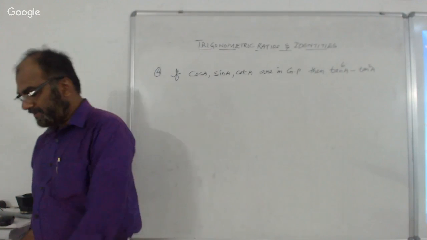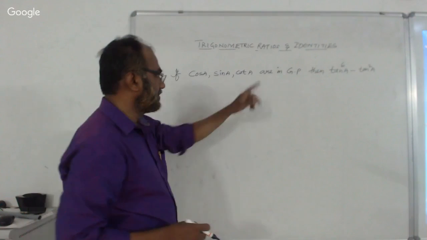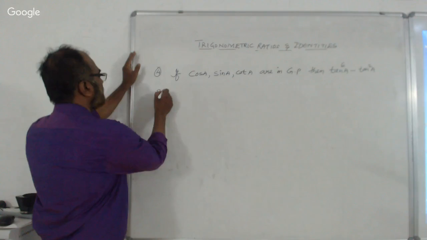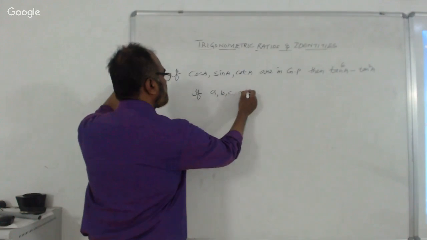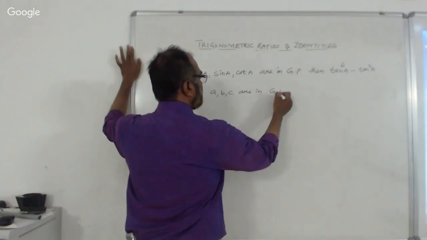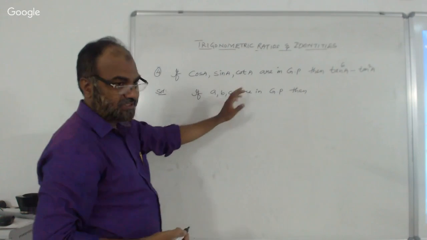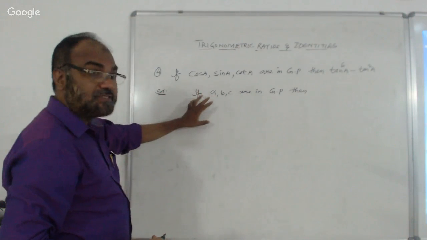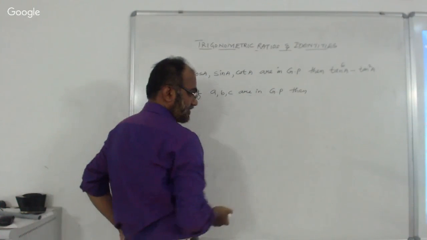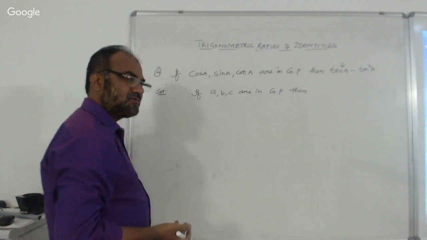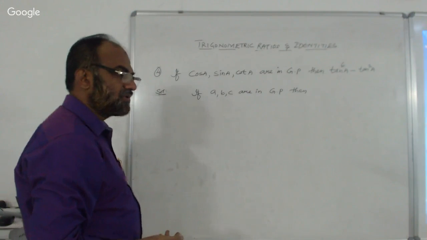All these three are in GP. We have three terms in GP: cos A, sin A, and cot A. Now we have a concept that if A, B, C are in geometric progression, then what is geometric progression? It involves a common ratio.